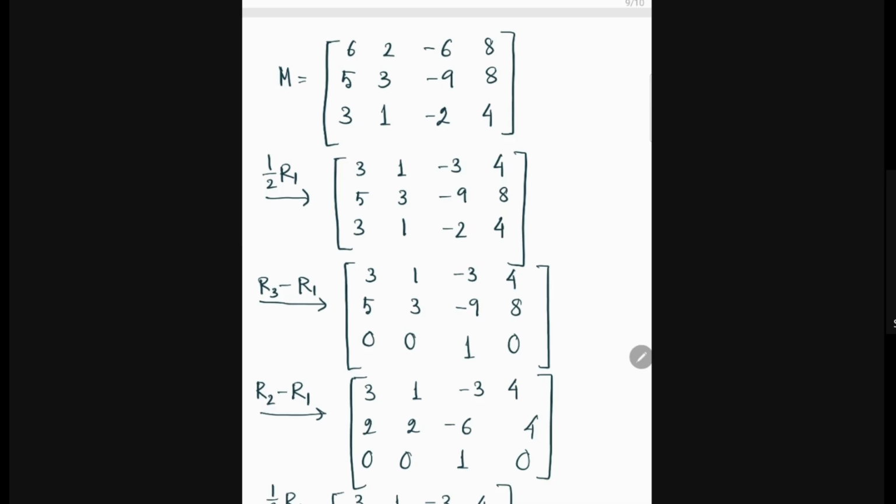So now, can you give any insights from this rank is 3? Why? Ma'am, there are 3 non-zero rows. Yes, there are three non-zero rows. These three rows are not dependent on each other. You cannot write any of these three rows as a linear combination of the other two, right?